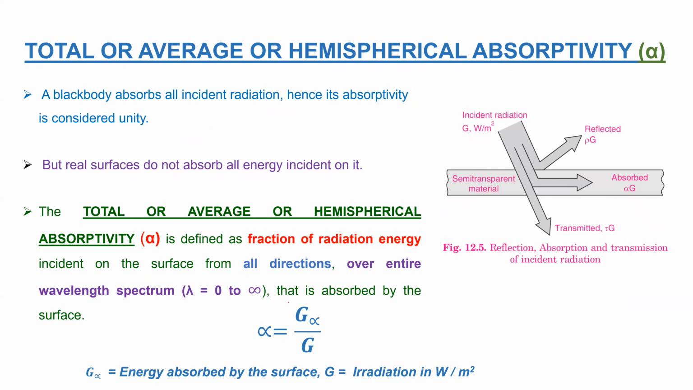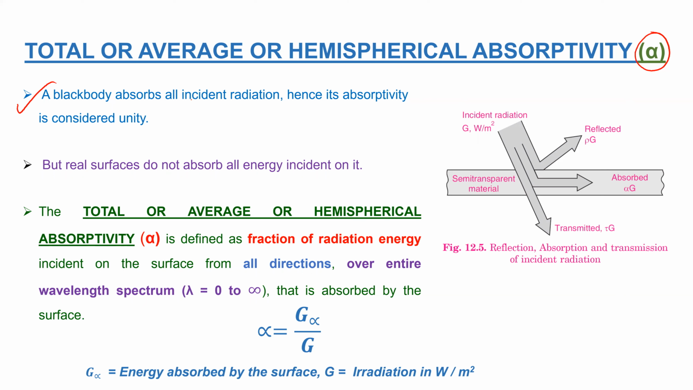Now, what is the total or average or hemispherical absorptivity alpha? We are talking about the absorption rate over all wavelengths and for the energy coming from all directions. So that is given the name alpha, meaning total or average or hemispherical absorptivity. It is not dependent upon either wavelength or direction. It is total in nature.